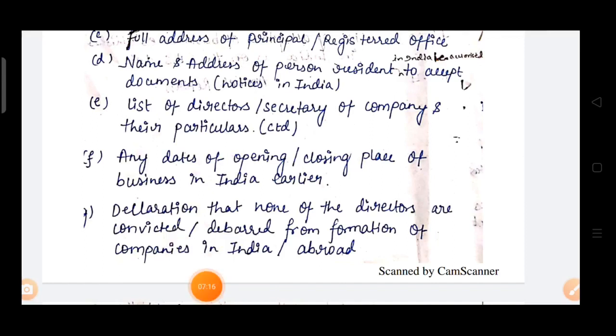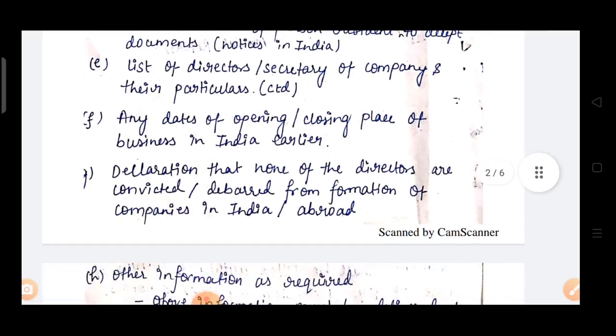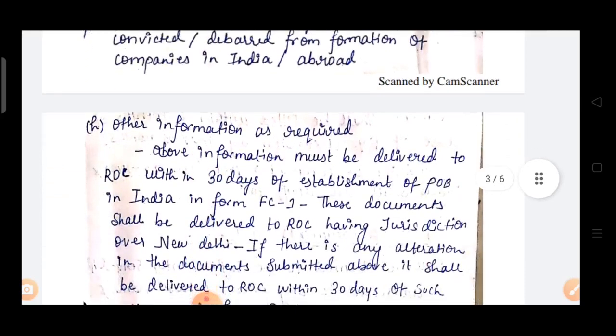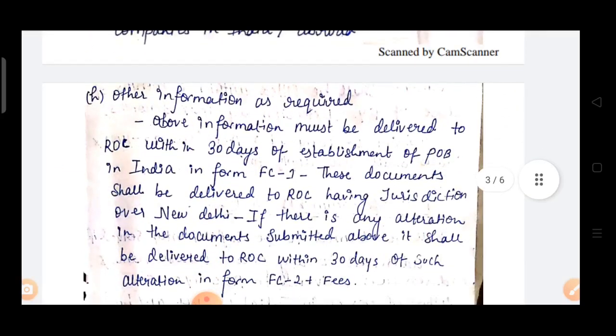Next one is a declaration that none of the directors are convicted or debarred from the formation of companies in India or abroad. It means the declaration needs to be submitted by the foreign company that none of its directors are convicted from the formation of companies in India or abroad. Then other information as specified, which is required, needs to be submitted to ROC.